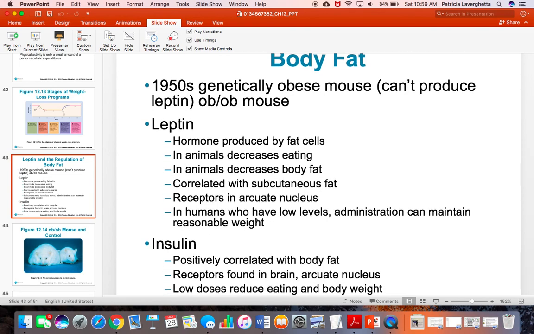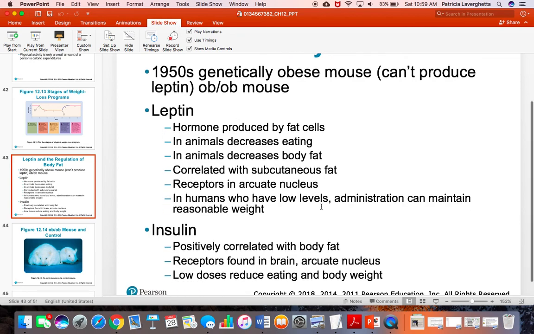The arcuate nucleus here is a part of the brain, in the hypothalamus, and later on I'll be talking about that. In humans who have low levels of leptin, administration can maintain a reasonable weight. So there is some success with this.